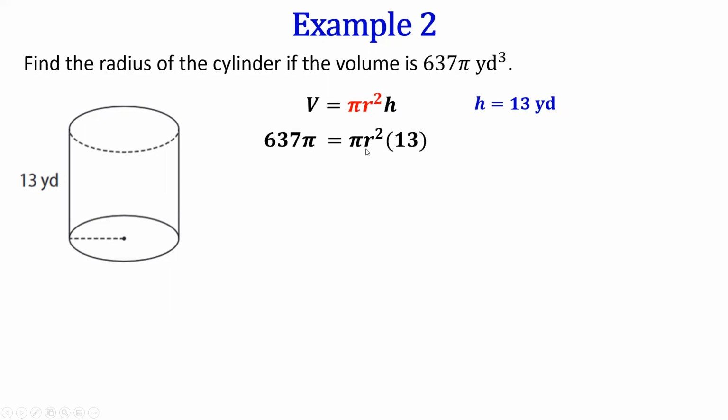And this time, I can't take care of the exponent yet because the r is a variable. But what I can do is put all this stuff together. So instead of having 13 parentheses, I'm just going to neatly write this and put the 13 in the front. So now I have 13 pi r squared.